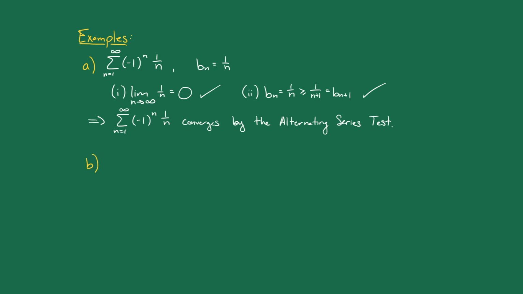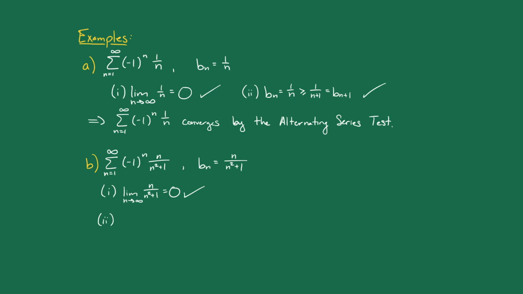Now for a slightly more complicated example. Consider the sum from n equals 1 to infinity of (-1)^n times n over n squared plus 1. Here, we have that bn is equal to n over n squared plus 1, so let's start checking the conditions of the alternating series test. First, we take the limit of the bn's as n goes to infinity, and we get 0, since the degree of the polynomial in the denominator is greater than the degree of the polynomial in the numerator. So condition 1 is satisfied.